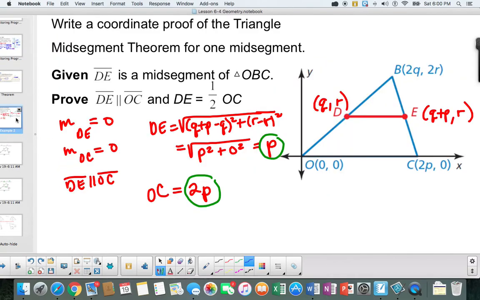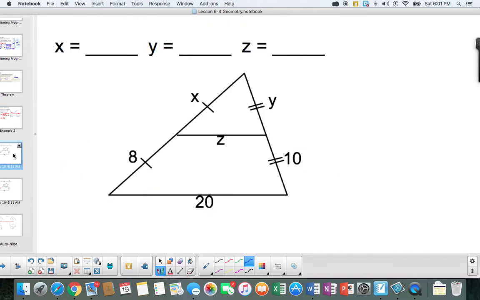Now here's a coordinate proof with triangles that have no numbers in them. They just have letters. You can see it's a triangle right here, and I have found the midpoints right here. For these midpoints, this slope is 0 and this slope is 0, so it tells me that these are parallel. Then I find this distance by using the distance formula, and I get P, and I figure out this distance by just counting over, and it's 2P. So this is a proof. This is not a 2-column proof. It's a coordinate proof that shows that the midsegment is parallel to the third side and 1/2 of the third side. Okay, let's do some practice.